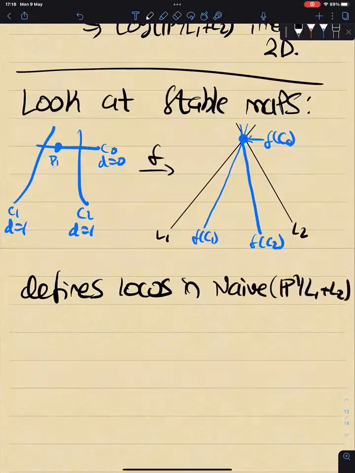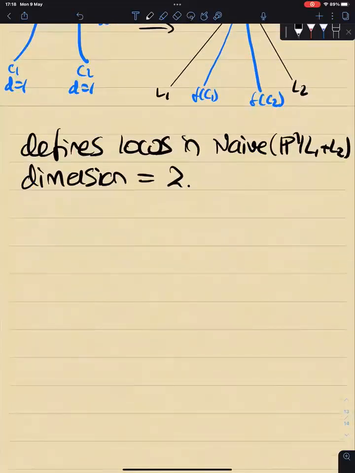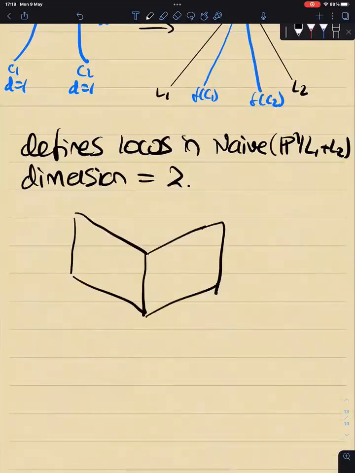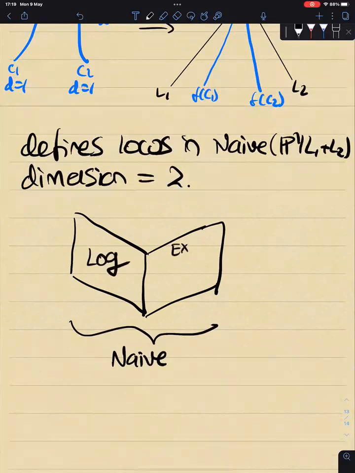Okay, but of course the observation is that this locus has dimension 2, the choice of the 2 lines. Okay, and so the conclusion here is that this naive space has 2 components. So it looks something like this. This is my naive space. One component is the main component, which is this log, and the other component is this excess component that we've just identified. Okay, and they meet somewhere.